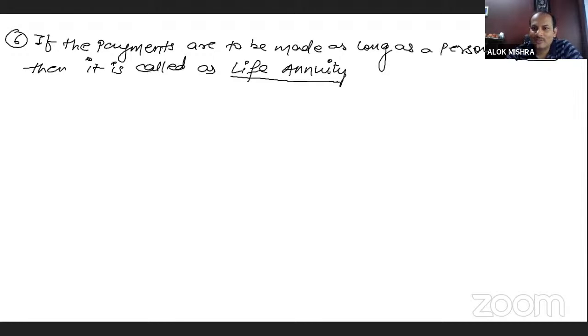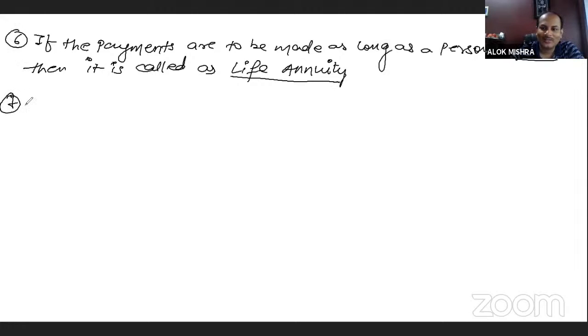I'm sure most of the families invest in LIC's policy, isn't it? Making payments into the LICs. And what is their favorite tagline? जिंदगी के साथ भी, जिंदगी के बाद भी. So how do you say जिंदगी के बाद भी? Life annuity. Because as long as the person is alive, he is making the payments. But obviously, he is not going to use that money. Someone else is going to use the money. Right? So this is what the life annuity means. If the payments are to be made as long as the person is alive. Fine. Okay. Next point.